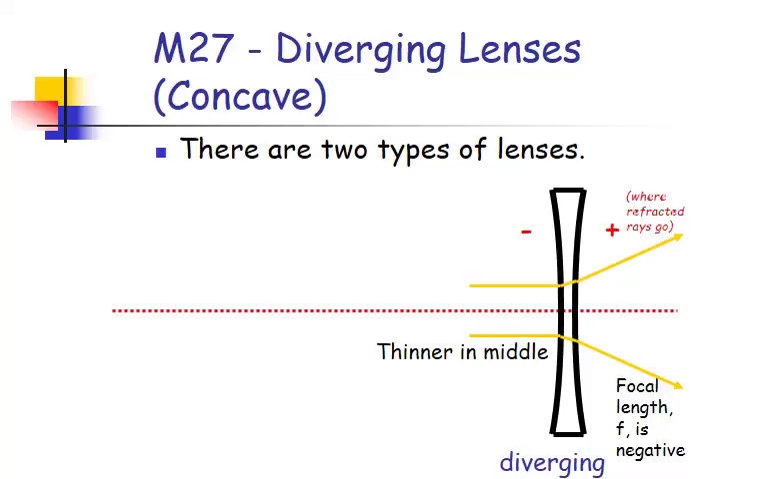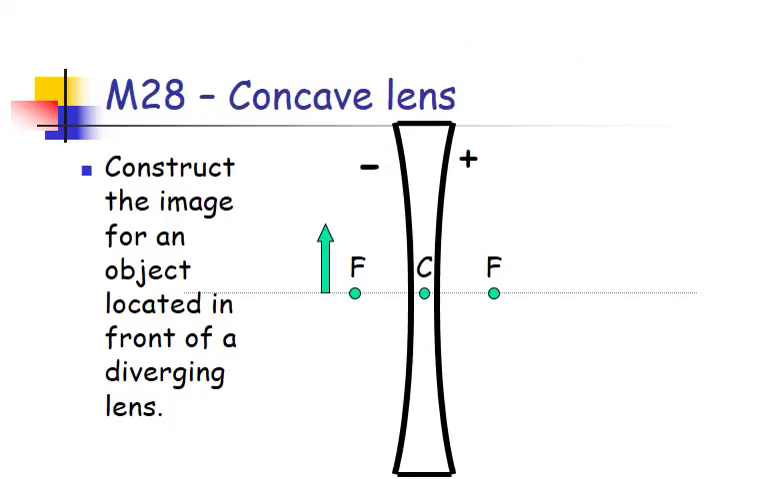Again, the positive side is where the reflected rays go, and this is the second of the two lenses that we're going to be looking at. You do need to remember both names. It's diverging and concave. So concave because it's caved in, right? And then diverging, the rays diverge.